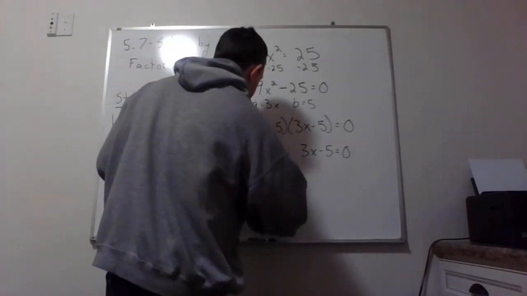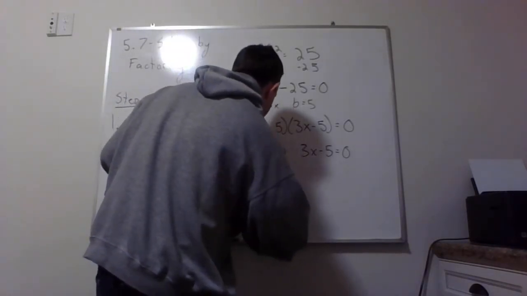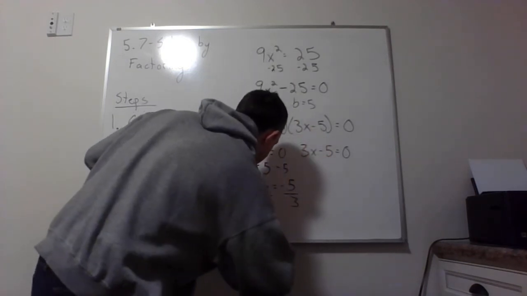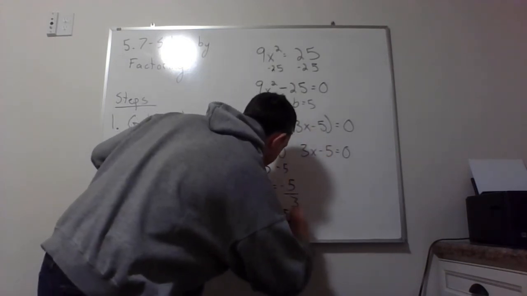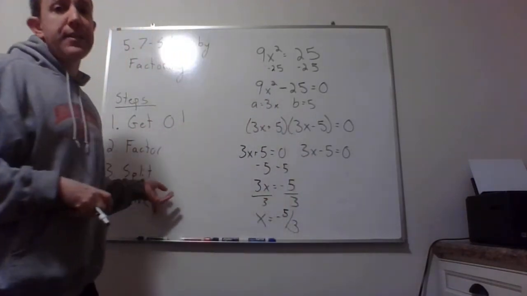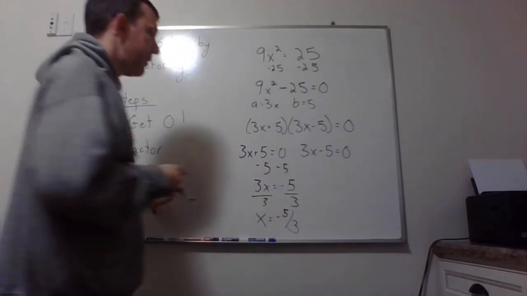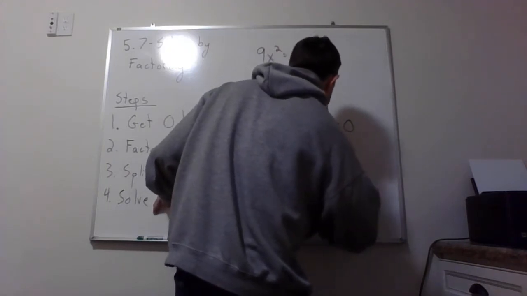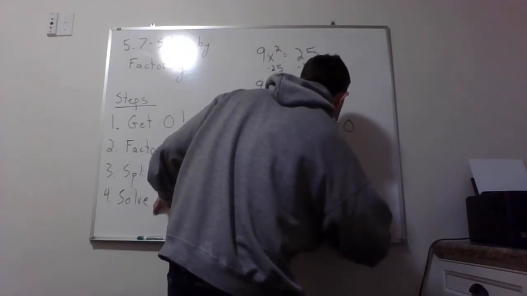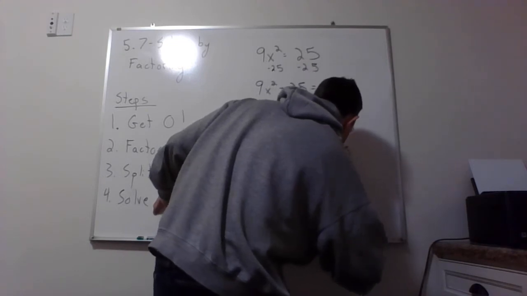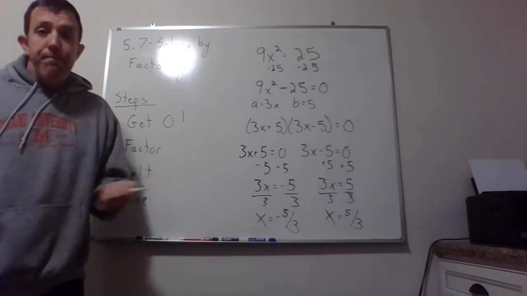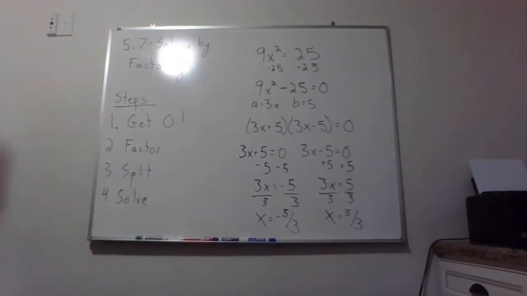So I subtract 5 here on the left and get 3x is equal to negative 5. Divide by 3, and I'm running out of room, but we get x is negative 5/3. Go ahead and leave that as a fraction. Okay, that's a really nasty looking decimal. Do the same thing over here. We add 5 to both sides. We get 3x is equal to 5, and x is equal to 5/3. And there we go. That's everything we need for this one.